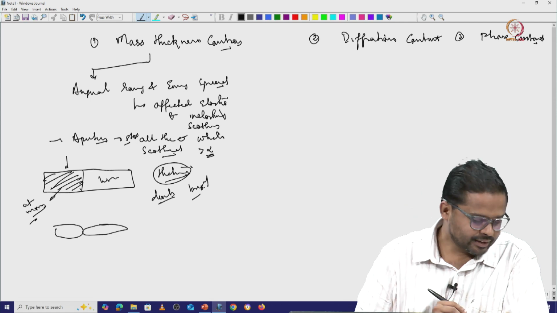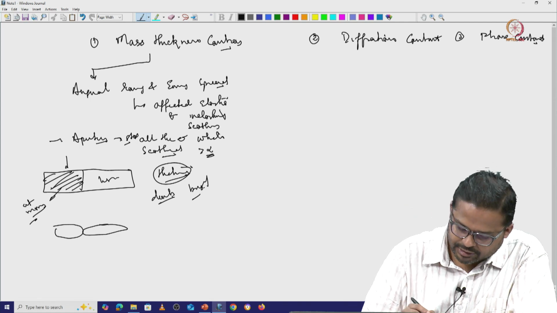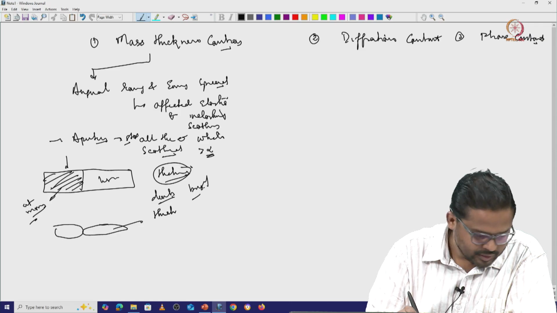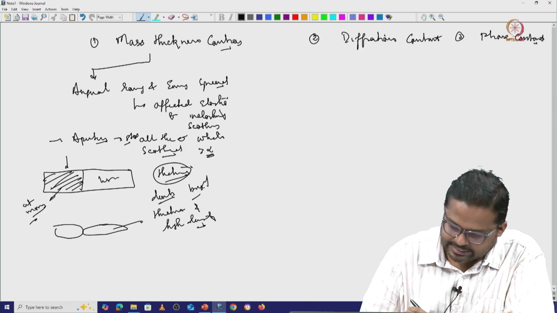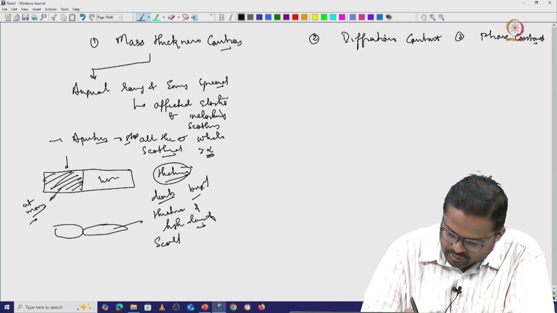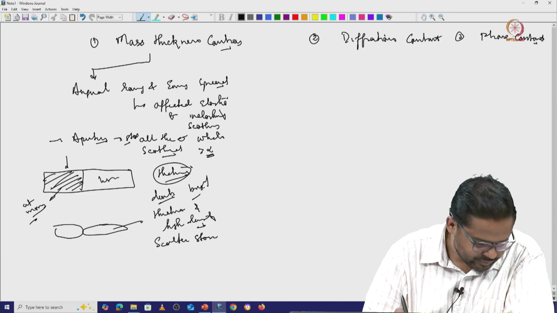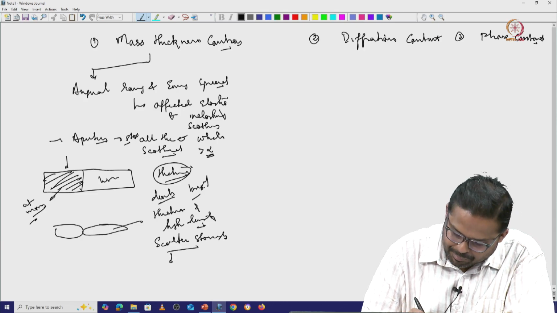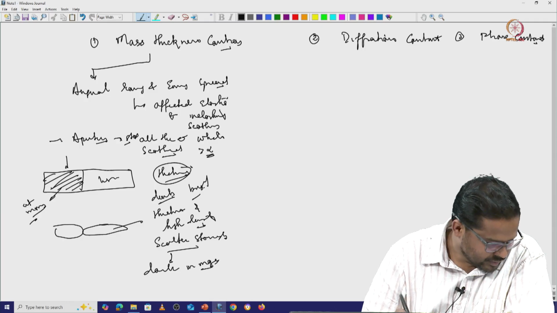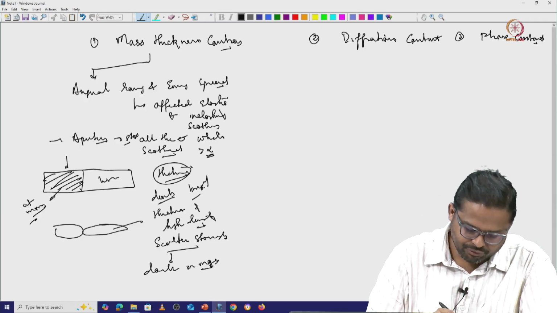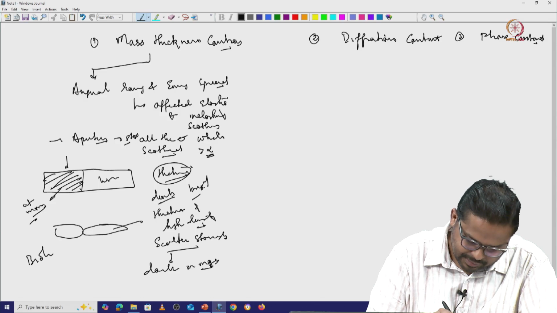Okay. So, here usually the regions of the specimen which are thicker and have high density will scatter more strongly, and this will appear dark in the image. Okay. And this is very important for biological samples.